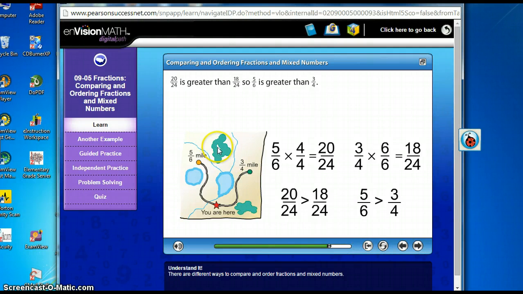So 5/6, we took that and changed it to 20/24. 3/4, we took it and changed it to 18/24. This one right here, the 20/24, is larger. We started out as 5/6, so really 5/6 is more than 3/4. Shauna walked a greater distance than Tom. When might you want to use the second option to find a common denominator? You might use it when the denominators are small and easy to multiply.